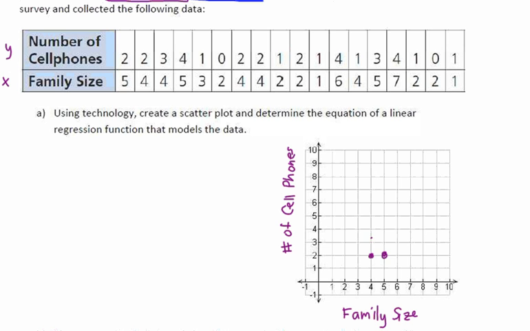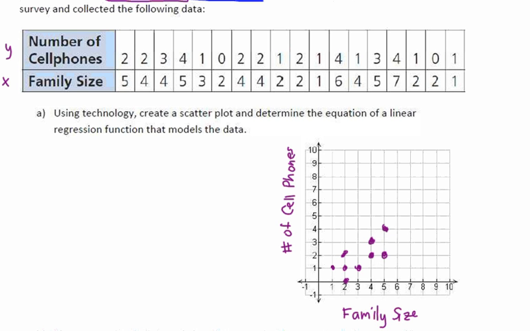4 and 3. 5 and 4. 3 and 1. 2 and 0. Yeah, that's okay. Once a point is the same, you just leave it. 4 and 2, 4 and 2, you don't do it again. 1 and 2. Oh, that was 2 and 1. See, it's backwards to my brain, because this is our x. 2, 1, 2, 2.